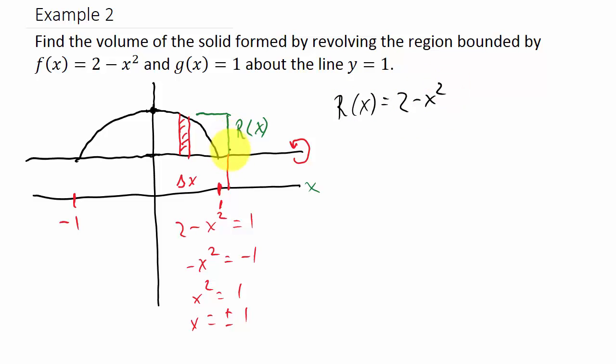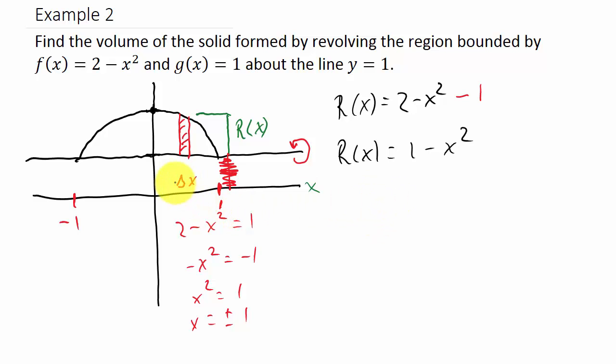But I'm not looking for that total distance. I'm looking for the distance from here to here. So that means I have to take off this part. So I have to subtract off this distance, and this distance is 1. So I know big R is equal to 1 minus x squared.